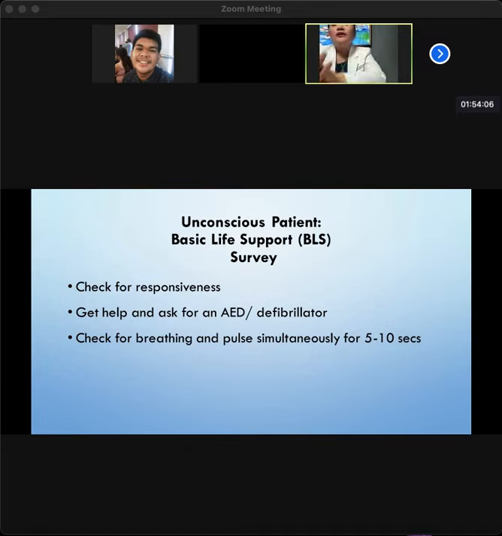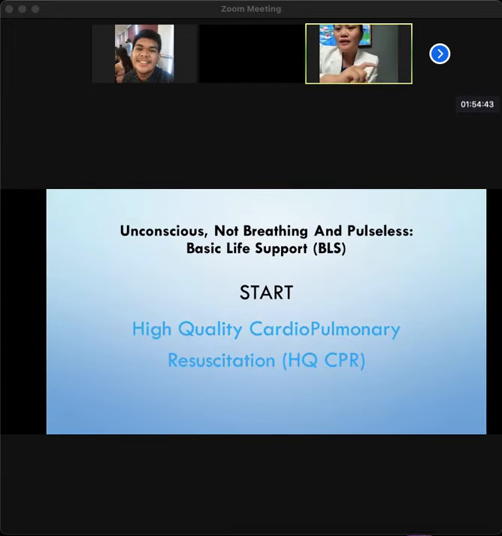Kasi you cannot do the CPR on your own. You will be exhausted and the patient may die. If you're exhausted. Kasi hindi mo siya masi-CPR. Okay? And then, after asking for help, check for breathing and pulse simultaneously for 5 to 10 seconds. So while you are checking for the pulse, you are also looking at the chest rise. Kung walang chest rise, hindi humihinga yung pasyente. So, you do your BLS agad.